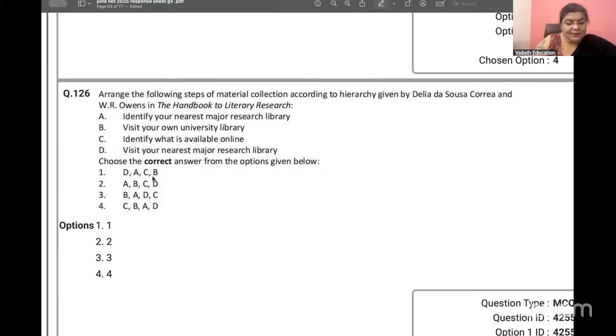But they have given this answer. Maybe that is wrong. I would say this is the answer. What is available online? Then visit your university library. I don't know what these people said, but common sense says like this.